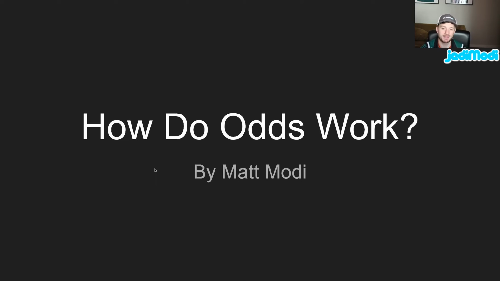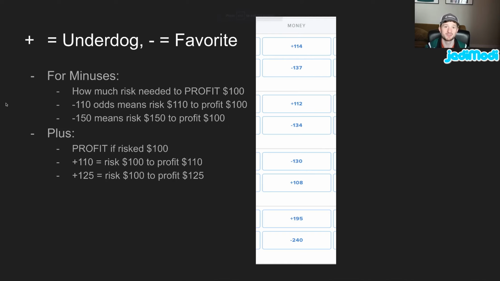But the topic of this video, as you could have guessed, we are talking about how odds work. So I have put together this incredibly complex presentation for you. So starting off, we're going to start at the most beginner level way possible, literally talking about what the numbers mean with odds. So generally, when you see a plus, that equals the underdog. And when you see the minus, that equals the favorite.